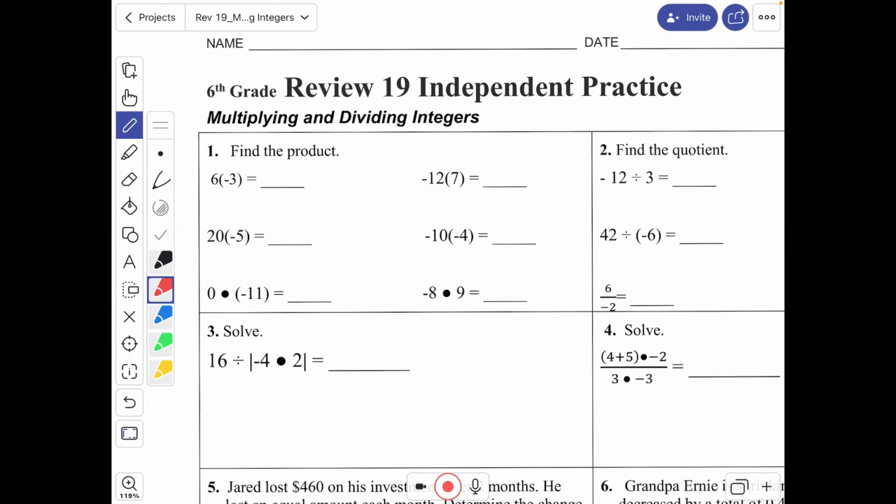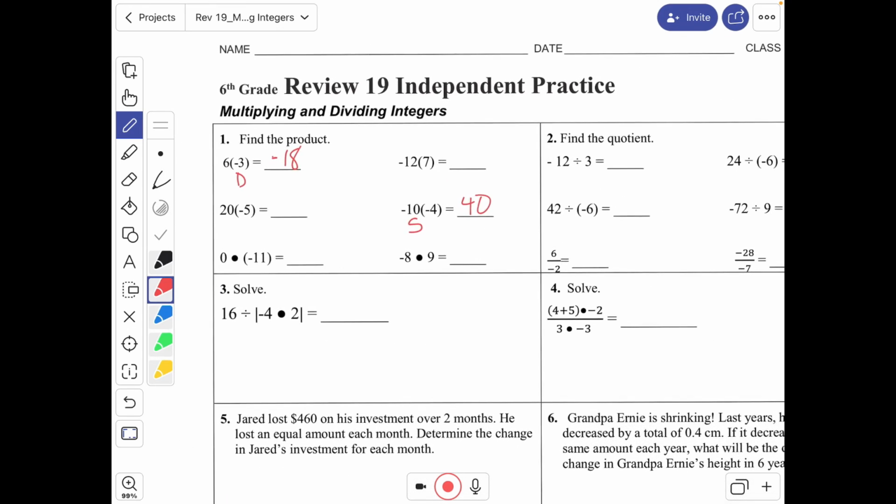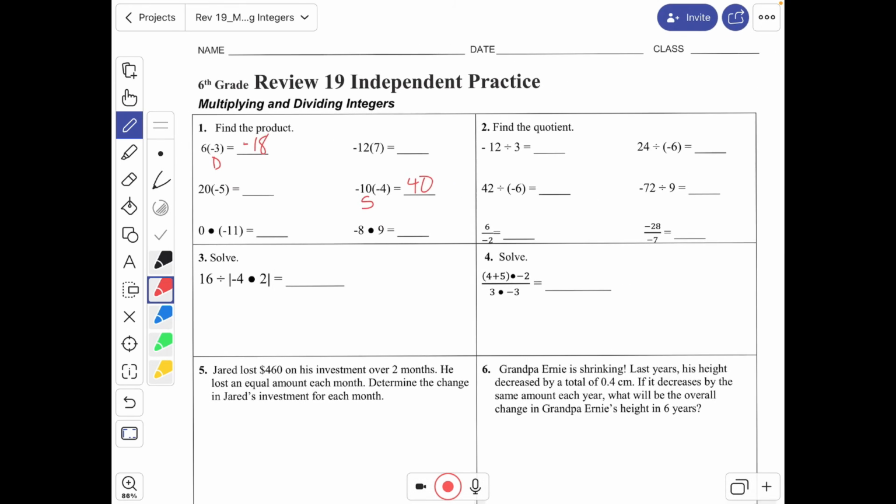Now let's look at some of the problems you're going to do on the independent practice. Remember, if they have different signs, the answer is going to be negative. But if they have the same signs, the answer is going to be positive. And you don't have to put the positive sign, just the number. Okay, same thing for number 2. Quotient means we're dividing. So if they have different signs, the answer is negative. And if they have the same signs, the answer is positive.